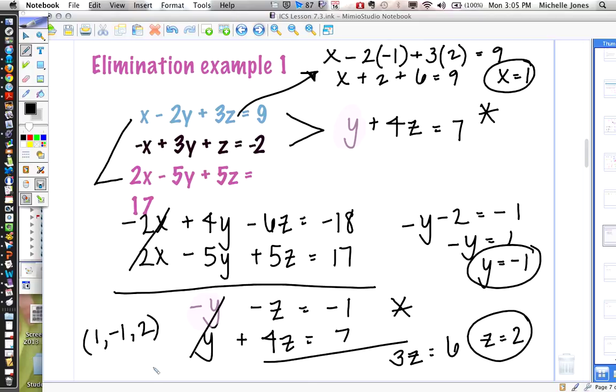Alright, so there's that problem. Go ahead and pause it if you need to write anything down. I'm going to move on to example 2.